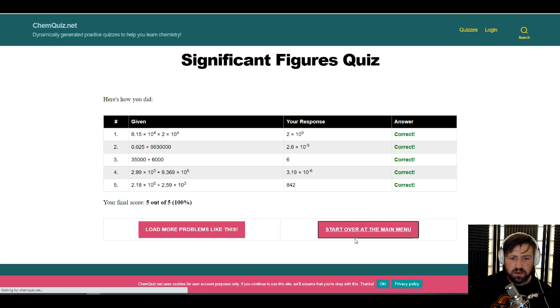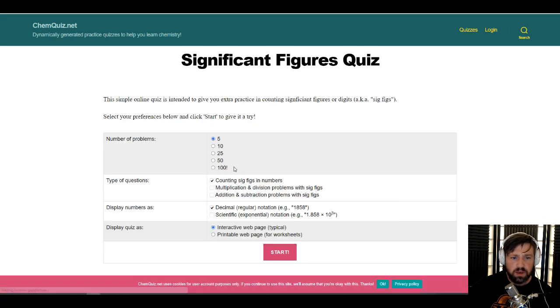So, there's that. Let's start over with the main menu. This one is going to be more difficult because it is addition and subtraction. So I'm not going to be doing scientific notation. Well, sure, I'll do scientific notation as well. Pardon me. All right, let's do it.